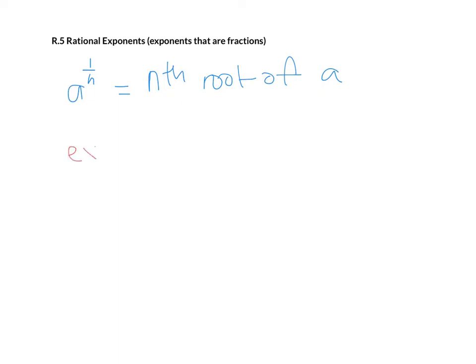Let's say that our base is 16, and we want an exponent of 1/4. So we're looking for the fourth root of 16. Well, that is a 2 because 2 to the fourth, or 2 times 2 times 2 times 2, is equal to 16.